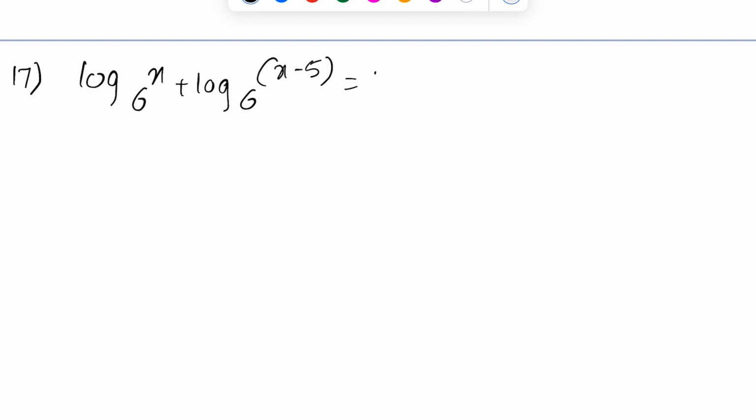Coming to question number 17. Log x to the base 6 plus log x minus 5 to the base 6 equals 2, for x greater than 5. So what is he asking? To find the value of x.